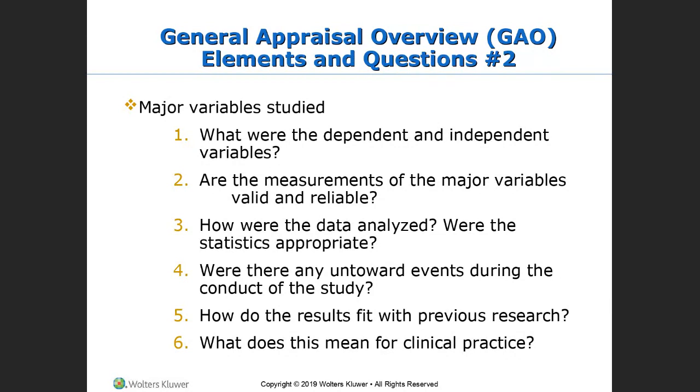Were there any untoward events during the conduction of the study? Sometimes studies have to be finished early because there are negative results, or sometimes they're finished early because they are going so well. So anything that happened during the study, and then how do the results fit with previous research that has been done on this topic, and what does this mean for clinical practice?